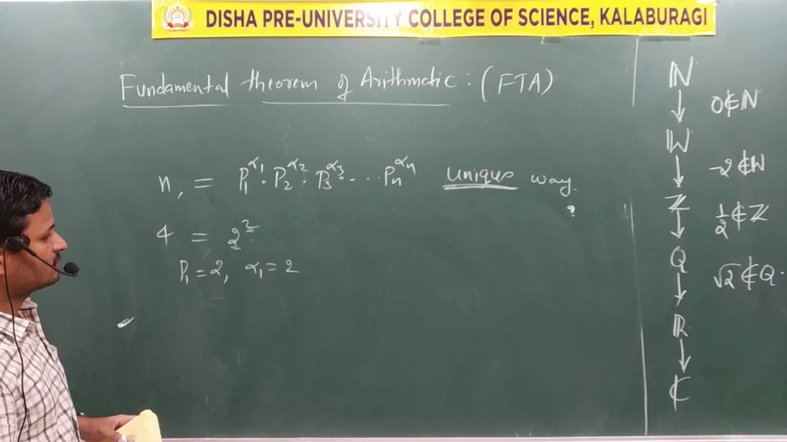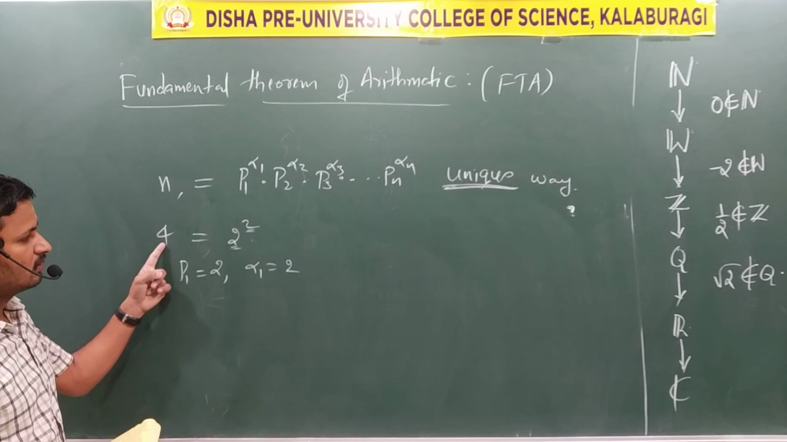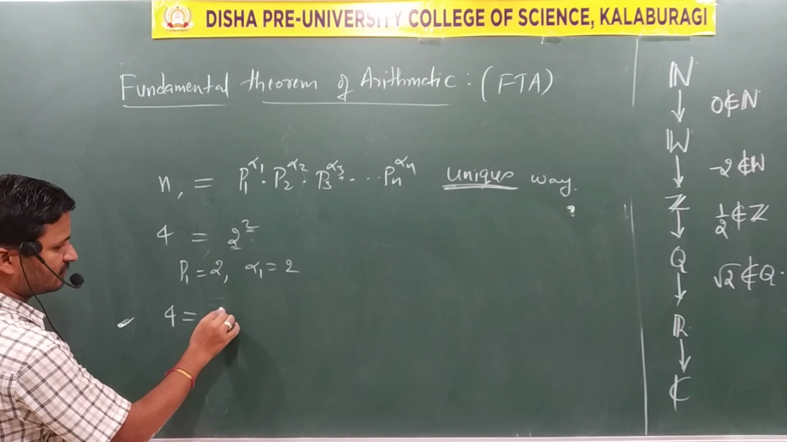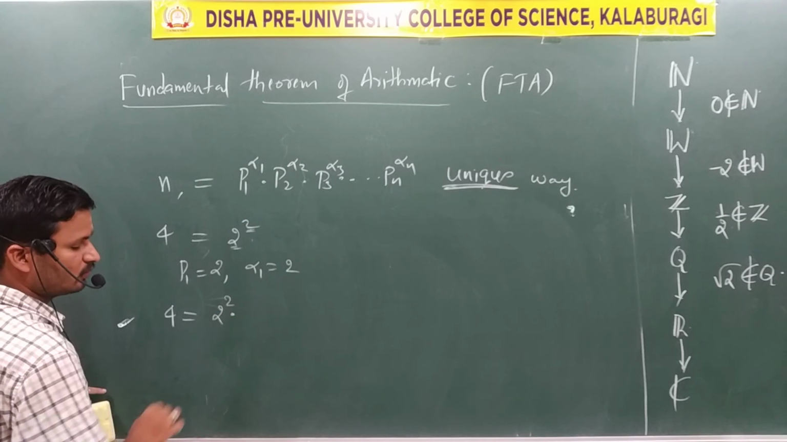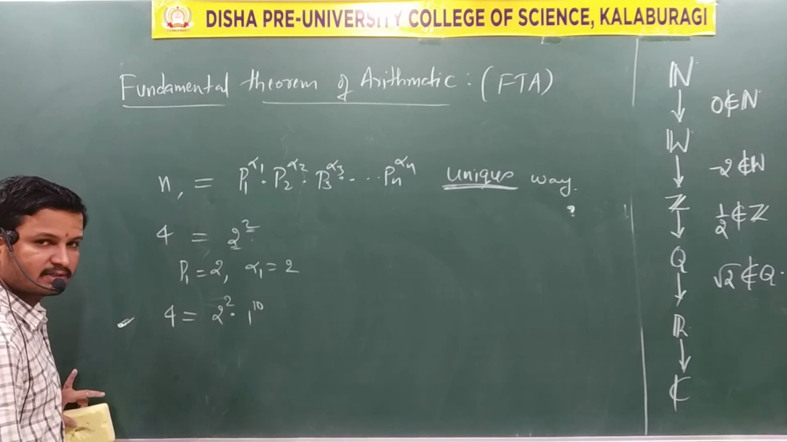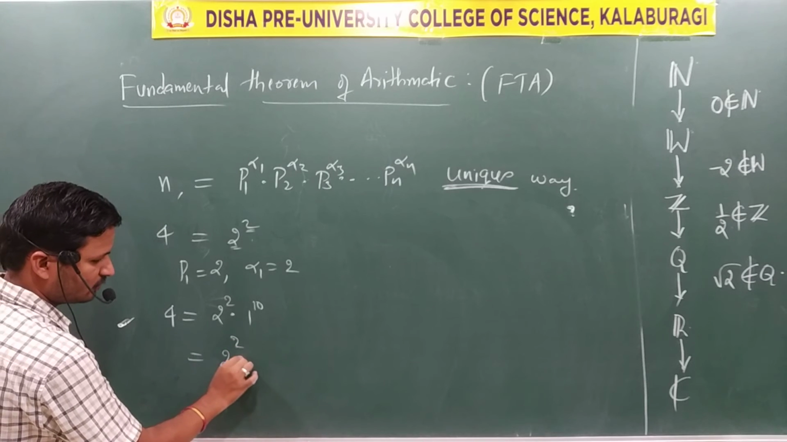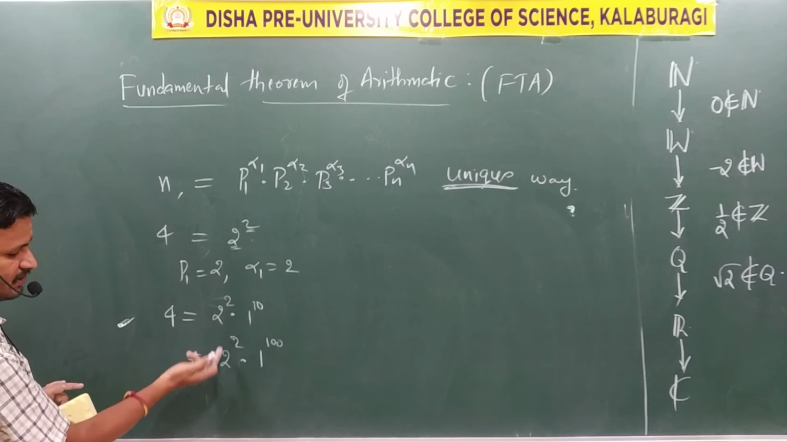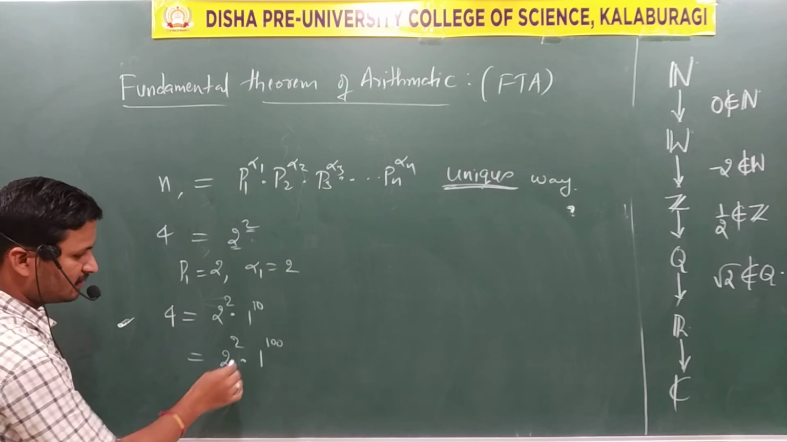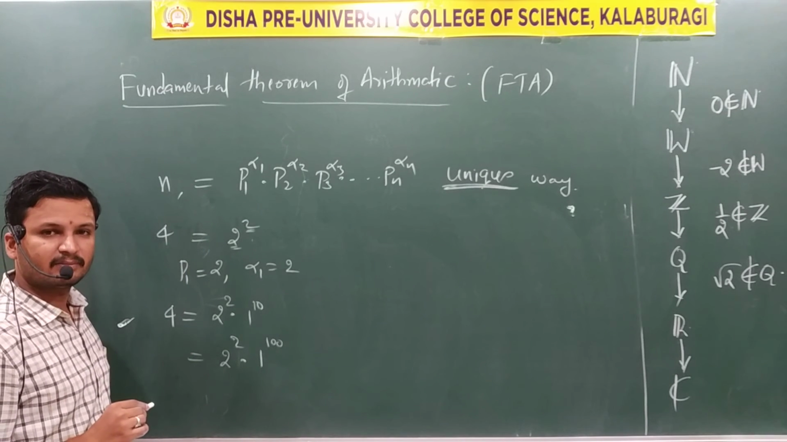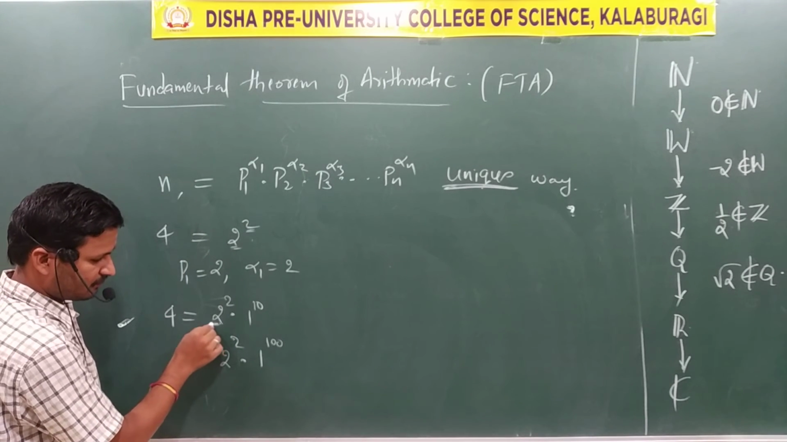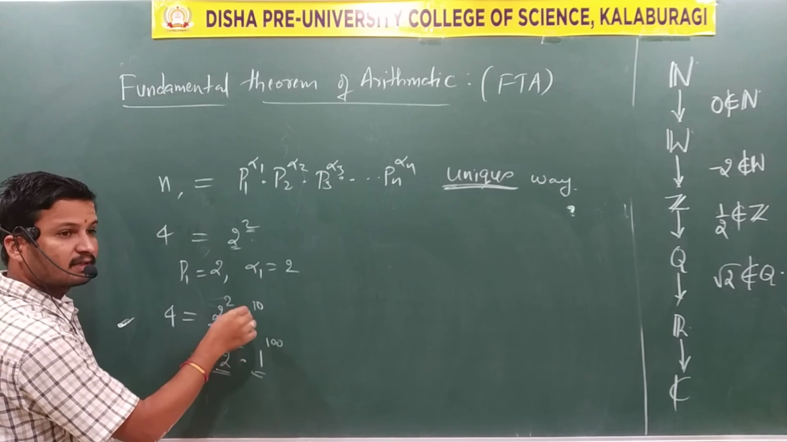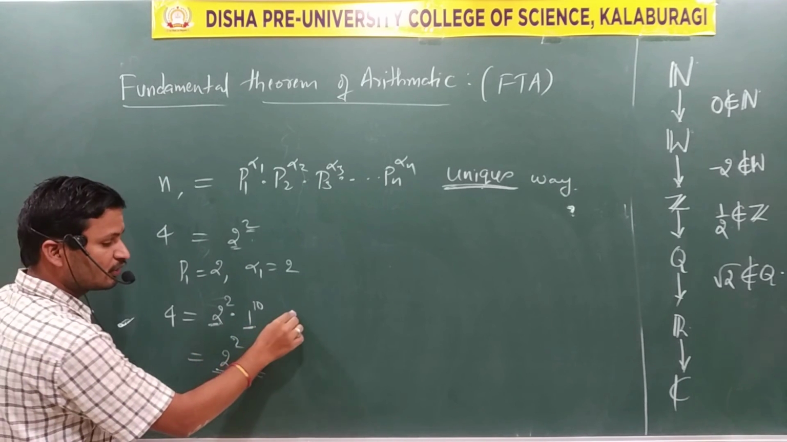Okay. Now, sir, I will write this 4 in some different ways. How? 4 is equal to 2 square into 1 to the power 10, or 2 square into 1 to the power 100. These are one and the same, no? This product will give 4. But according to the fundamental theorem of arithmetic, these factors should be prime numbers. Is it right? But here 1 is there. If I assume 1 is a prime number, uniqueness fails.